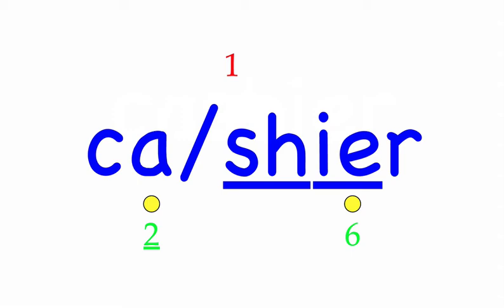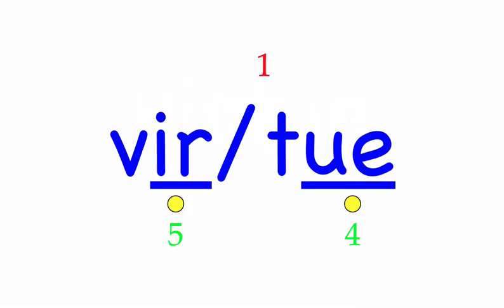Virtue. Virtue. The man's virtue was unquestionable. Virtue. For spelling, pronounce the word virtue. Ver has two sounds. V, er. Tue, two sounds. T, u. Virtue. Mark the word. Virtue. And we say in conversation, virtue.